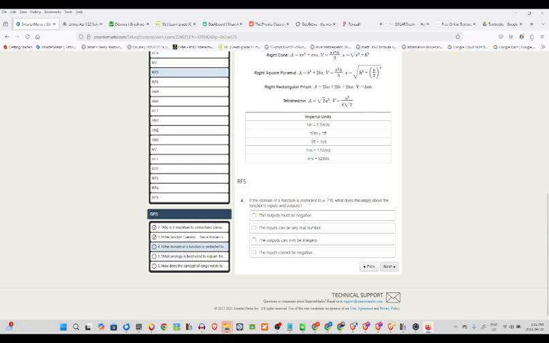So if the domain of a function is restricted to x greater than 0, what does that imply about the inputs and outputs? Well, it means the inputs cannot be negative. X is our input. Negative numbers are excluded. That's what it means. We know nothing about the outputs. And the inputs cannot be any real number because those include the negatives.